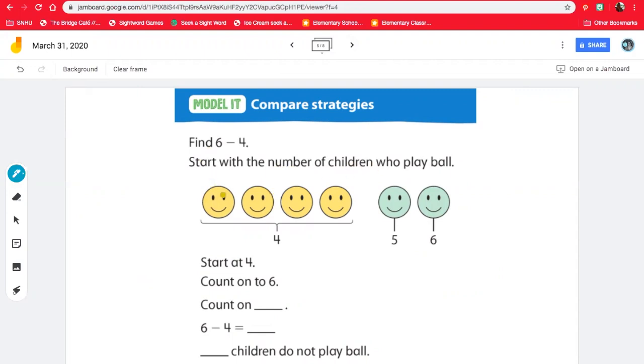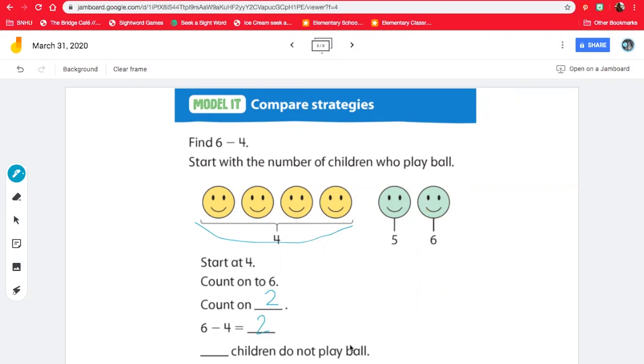So we have 1, 2, 3, 4, 5, 6 children in all, and 4 of them want to play ball. So we started at 4, and now we need to count on to 6. So 4, 5, 6. So we counted on by 2. There were 2 left. 5, 6. So 6 take away 4 is 2.